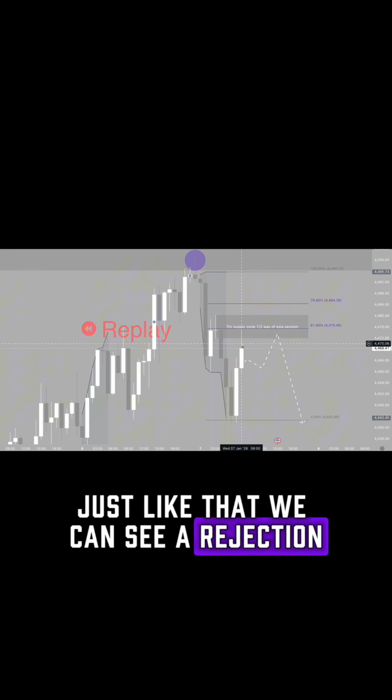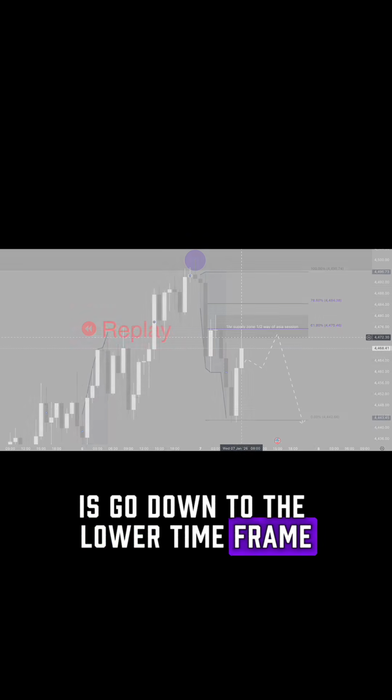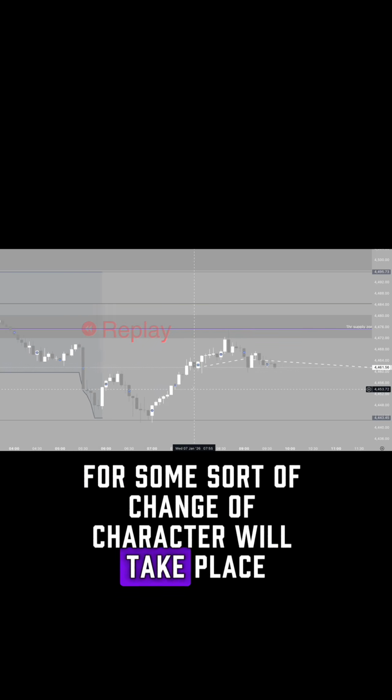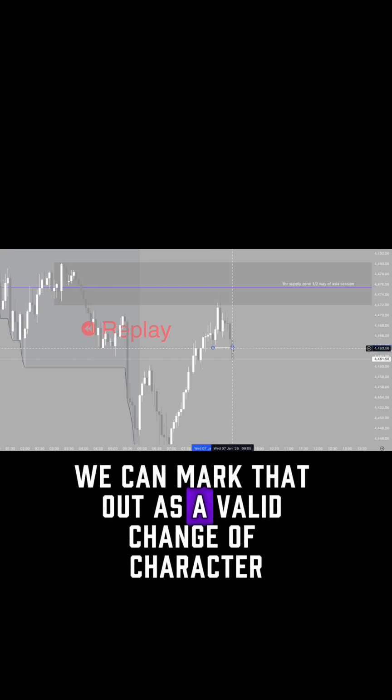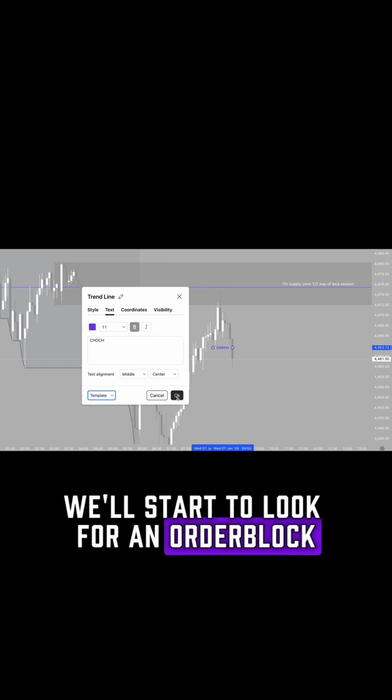Just like that, we can see a rejection candle has entered the 1 hour supply zone. So what I'll do from here is go down to a lower time frame, like the 5 minute, and then play the market out to see if some sort of change of character will take place. Now that our 5 minute change of character has been shown, we can mark that out as a valid change of character.